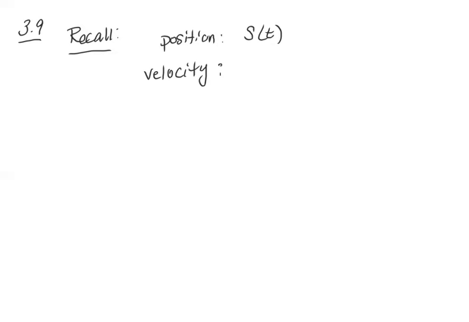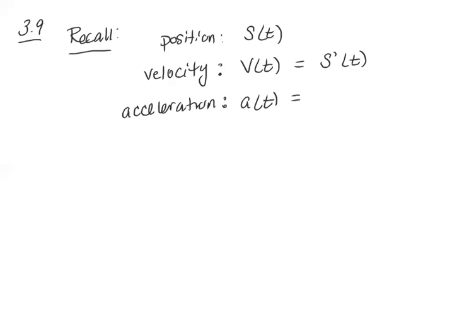Velocity, and that velocity function we often called v of t, and we found it by taking the first derivative of the position function, s prime of t. Similarly, if I want an acceleration function, call it a of t, then I can find that by taking the first derivative of the velocity function, v prime of t, or the second derivative of the position function. Those mean the same thing in this case.